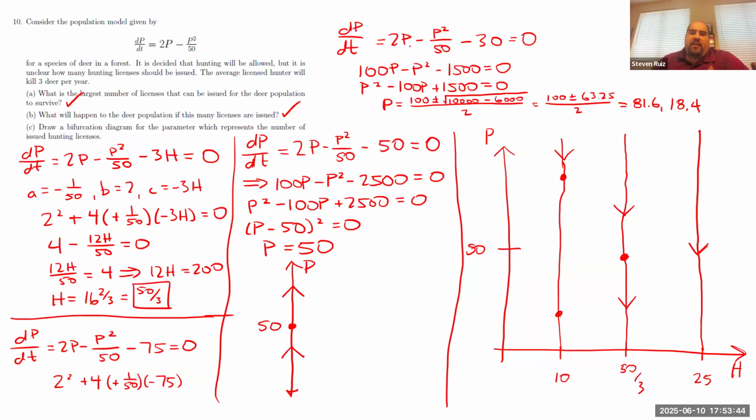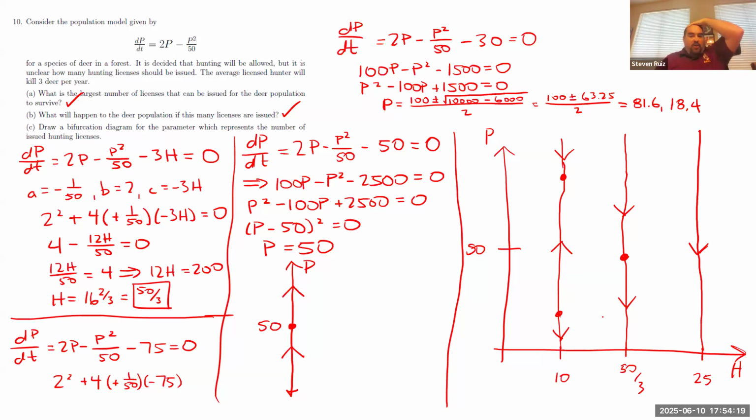If I plug in 50 here, I get 100 minus 50 minus 30. That's positive. And then I suspect this last one will be a decrease, but let's be absolutely sure. If I plug in P equals 10. So 2 times 10 is 20 minus 100 over 50. So 20 minus 2 minus 30. That's a negative number. Okay. At last, I feel good about this bifurcation diagram.